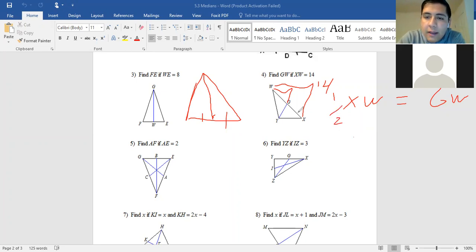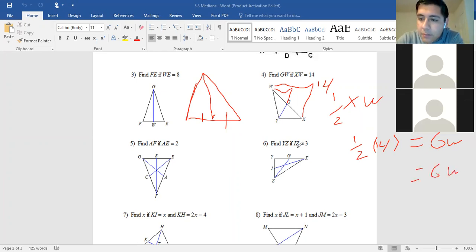Since we know that XW is equal to 14, all we need to do is multiply 14 times 1/2, and then we'll get GW. So what's GW then? 7. Good. So we know that this part is 7. And just as an added question, what is GX going to be? It's also 7, because together 7 and 7 give us a total of 14. Good.